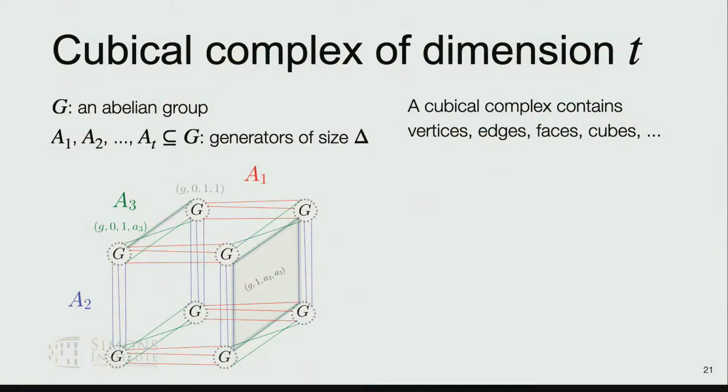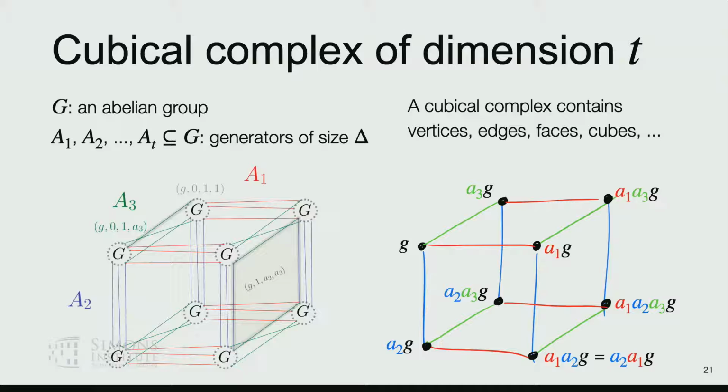So we'll first talk about this cubical complex. Although our construction is in 4D, we'll mostly just draw diagrams in 3D because it's easier to visualize. The data that we'll start with is an abelian group G with T sets of generators, A1 to AT. This cubical complex would contain vertices, edges, faces, cubes, these high-dimensional objects. So here's a picture of it. For the vertex set, we have 8 copies of G over here. That means each vertex is labeled by an element in G, and also an indicator saying which copy it's in.